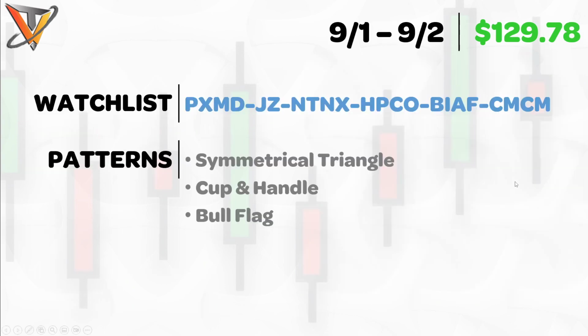Okay, so we're going to go over the first week, 9-1 and 9-2. This week I made $130 basically. And the patterns that I found in reviewing the trades were a cup and handle, bull flag, and a symmetrical triangle. So these are the ideas or patterns that I found prior to taking the trade.